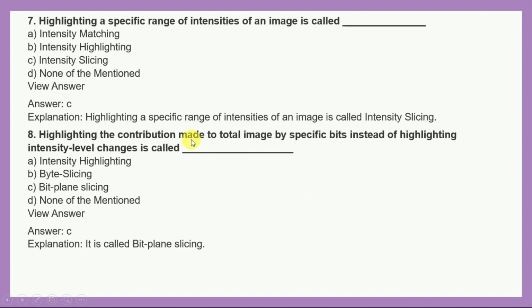Now the question is, highlighting a specific range of intensities of an image is called. So answer is, that is option C, intensity slicing. Now the question is, highlighting the contribution made to total image by specific bits instead of highlighting intensity level changes is called. So answer is bit plane slicing. That is a conceptual question, so guys keep in mind that question can be asked, so keep focused, and right answer is bit plane slicing.